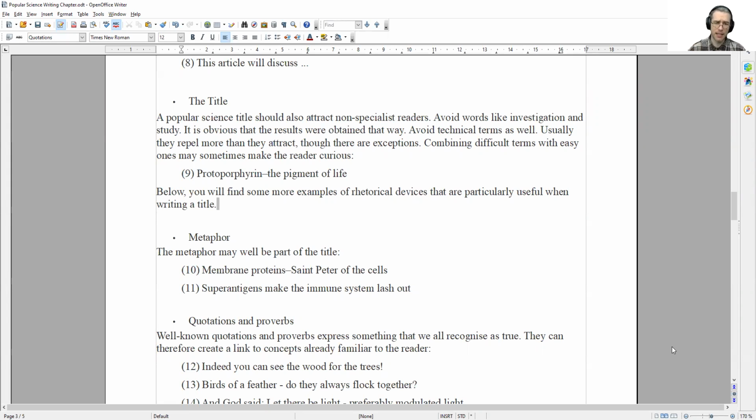Now, in the context of that title, you may want to consider, or an author of a popular science journal article may want to consider, using such things as metaphor. So, membrane proteins, the St. Peter of the cells. St. Peter is said to essentially stand at the gateway to heaven and allow people entrance or to deny it to them. So here, membrane proteins suddenly are connected to this metaphor of St. Peter being the gatekeeper of heaven, membrane proteins being the gatekeepers of the cells.